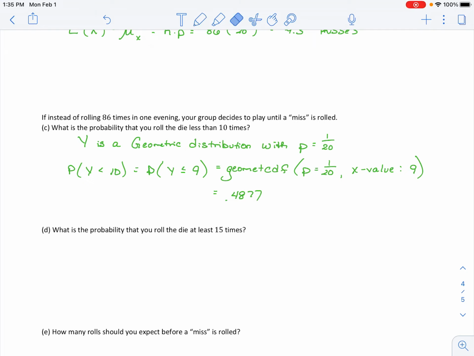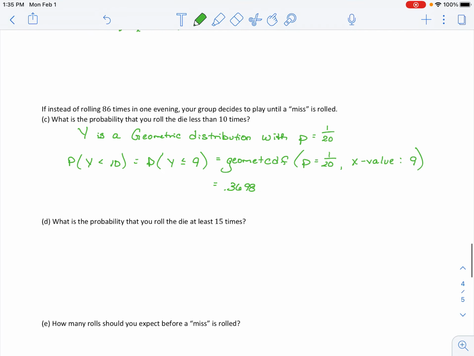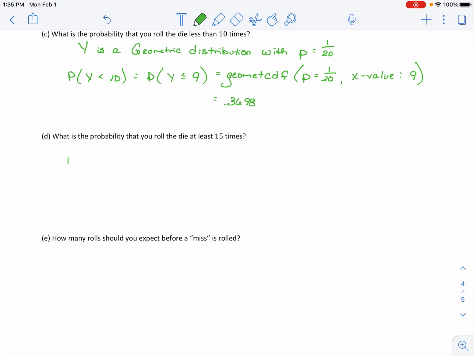Ooh, that's not the right answer. I looked at the wrong line, sorry. That's the next question. This should be 0.3698. So then the probability that you roll the die at least 15 times, well, at least means that is the very least it's going to equal. Could be 15 or 16, but it will not be less than that.